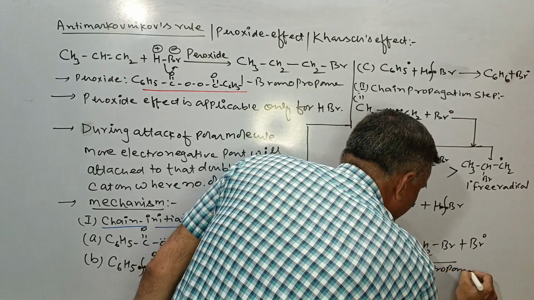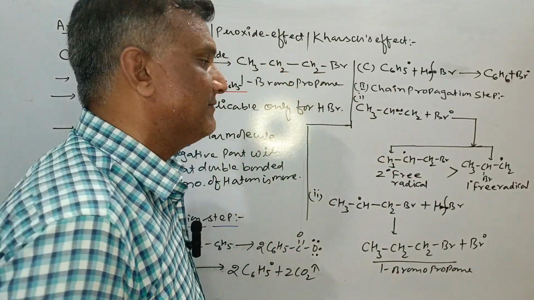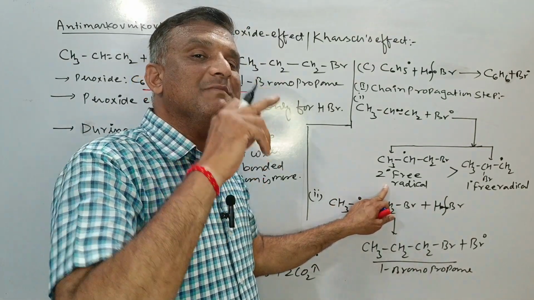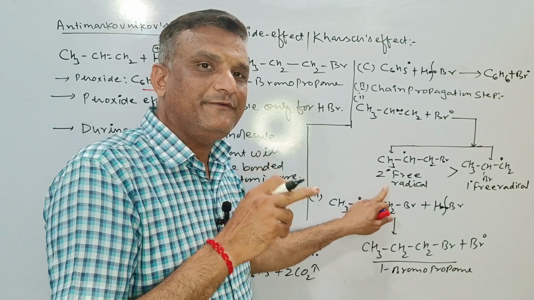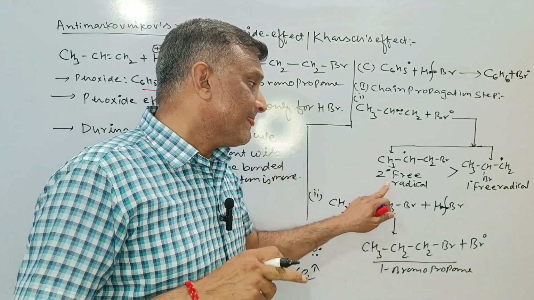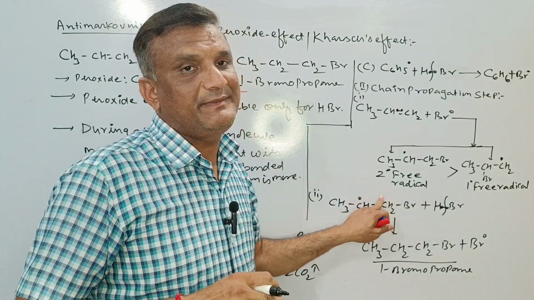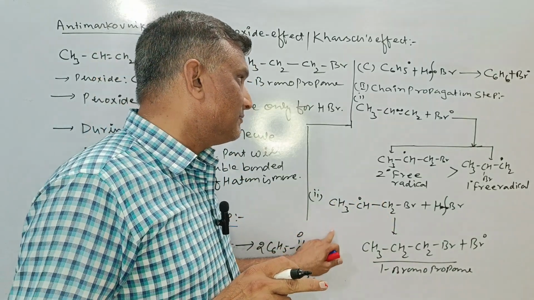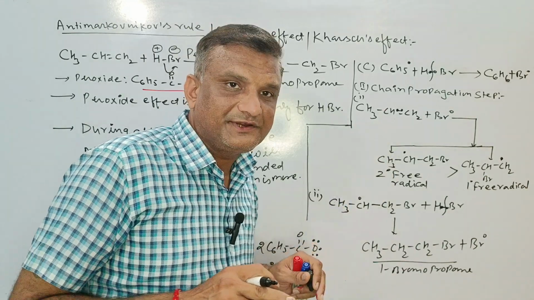1-bromopropane. Now what will be in the chain termination step? We will discuss later. But remember one thing: in the Markovnikov rule, it was the use of a carbocation, and here there will be use of the free radical, the stability of the free radical. So this was about the anti-Markovnikov rule. We will discuss the third step, the chain termination step.